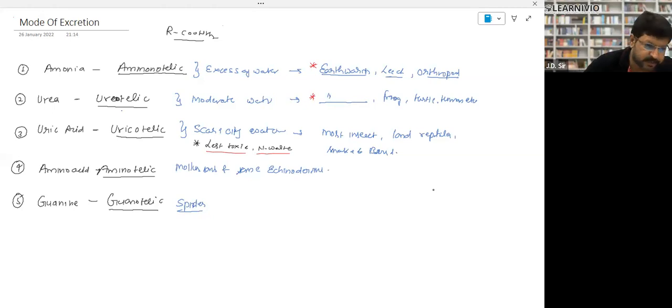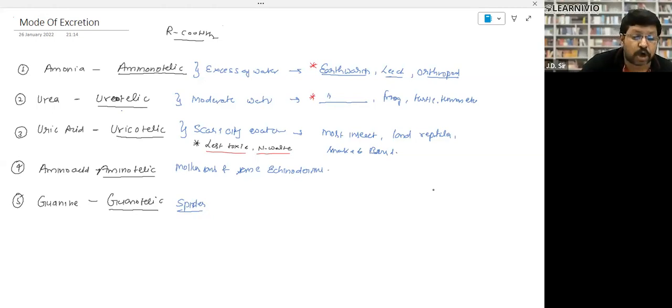Next, come to uric acid, right? Those organisms which excrete uric acid are called uricotelic, right? So which organisms are uricotelic? Basically those organisms found in desertic or xerophytic conditions, where water is present in scarcity, right? Then they will be excreting uric acid, right?